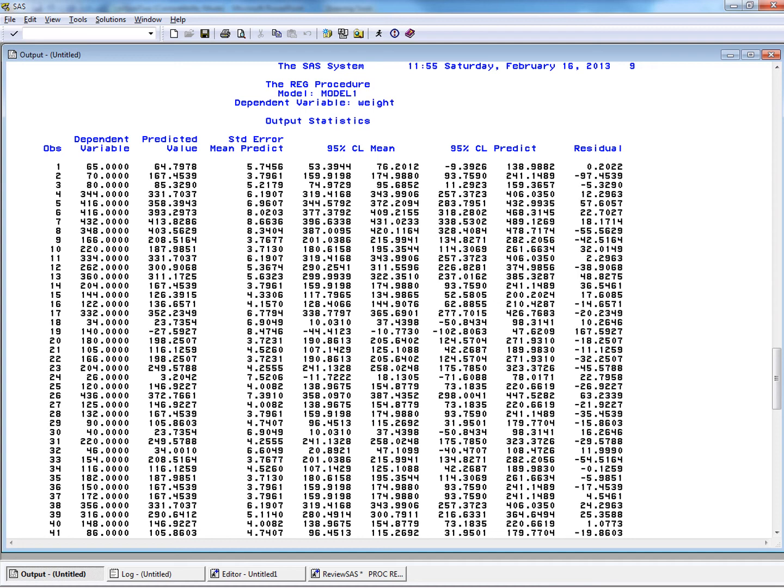There's a standard error of the mean prediction. Don't worry about that for our class. It's just part of the formula that's used to calculate the confidence intervals that come afterwards, right? So we can see the confidence interval for the mean is 53 to 76, and the confidence interval for an individual, the prediction interval, is -9 to 138. Is that easy enough? Does that make sense?